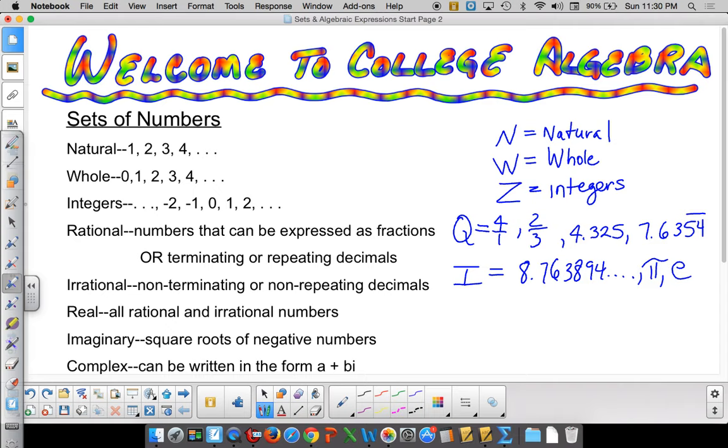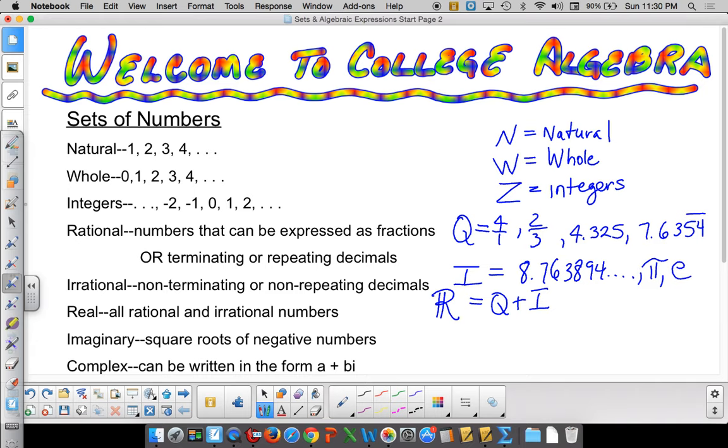When you put the rationals and the irrationals together, you get the reals. And of course, we write the reals with a double-lined R to make it look bold-faced. They are all the rationals plus all the irrationals put together in one big set. And you'll notice naturals, wholes, and integers are all rational. So basically, reals are everything we wrote above this line. Everything from here up, those are all reals.